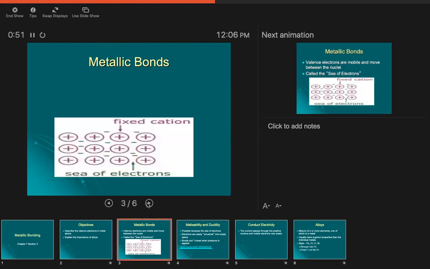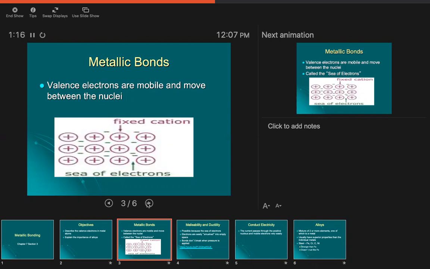So let's begin with the first part, metallic bonds. What are they? Well, for metallic bonds, you are going to have valence electrons. So these are the electrons that we can use in bonding, okay? But the thing about these valence electrons that is very different than ionic is these are mobile. They are able to just move any which way they want to around the nuclei.